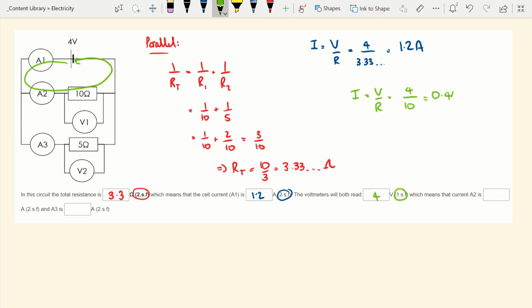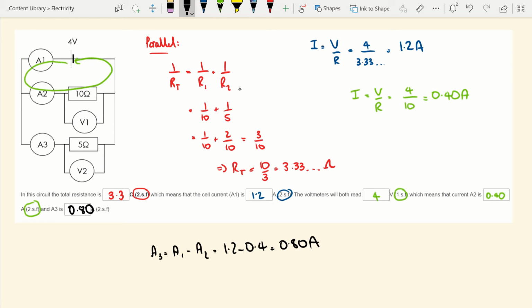So I'm going to write that as 0.40. Why did I do that? Because it told us it wanted a two digit figure. So let's do 0.40. Okay, and we want the current through A3. So A3 is going to be A1 minus A2. So we're just going to do 1.2 minus 0.4, which gives you 0.8. It wants it to two digit figures, so I'm going to write that as 0.80 in there.